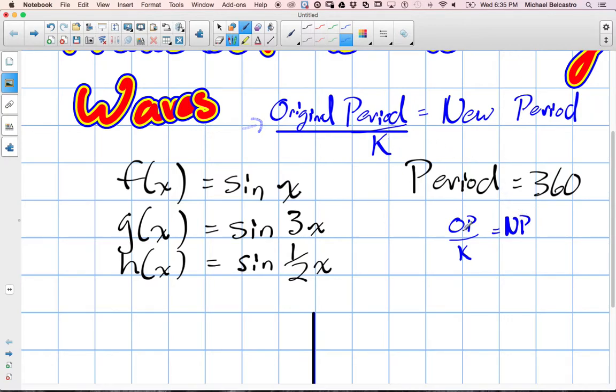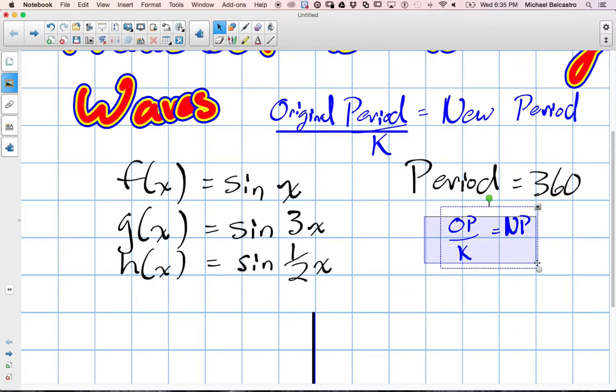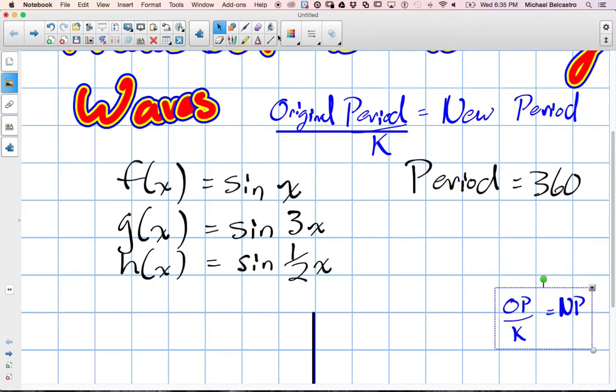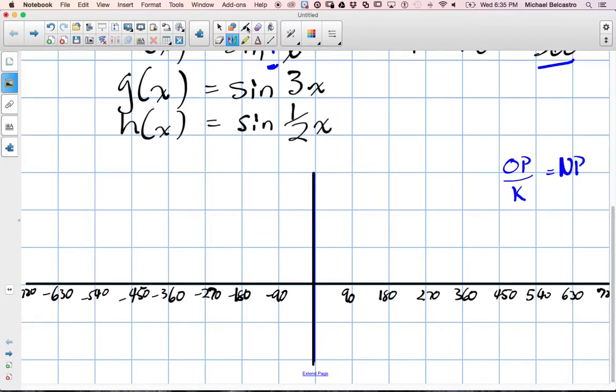So the original period is 360. That is what she asked. Yeah? Oh, good. So then the original period is 360 divided by 1, when we have our original 1, and it's equal to 360. Checks out. Okay, so let's plot that one to start.